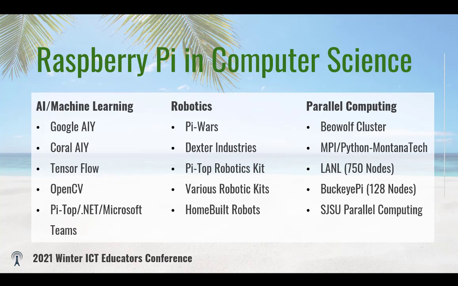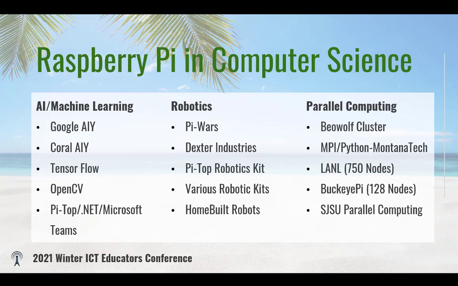In computer science, I broke it down into 3 different categories: AI and machine learning, robotics, and parallel computing. In the AI world, right? Google AIY, Coral AIY. You can put TensorFlow on a Raspberry Pi. OpenCV for some computer vision stuff. On the robotics side of the house, right? I have a Pi Wars team. I have a VEX robotics team, but we always end up having autonomous robots, which gets us back to machine learning.